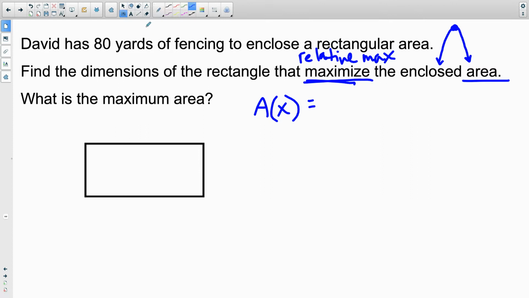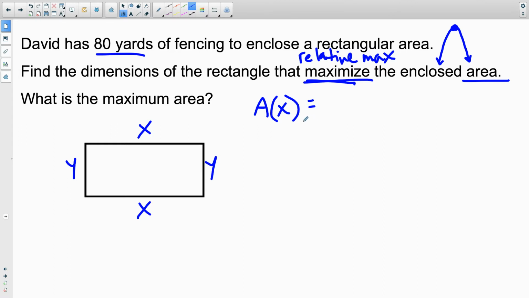So when we label this, there's 80 yards of fencing. Now, I don't know any of these side lengths, but I'm going to call this x. And if that's x, then this is x as well. When it comes to labeling this, because we don't know anything, if you've done this in Algebra 1 or Algebra 2 where we were doing systems of equations, then it would be okay to label this as y, okay?